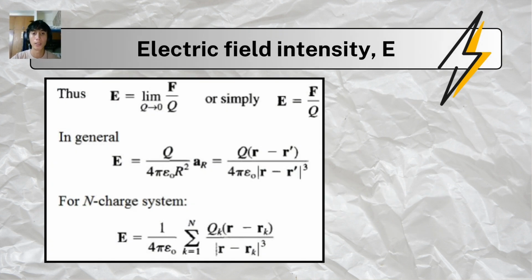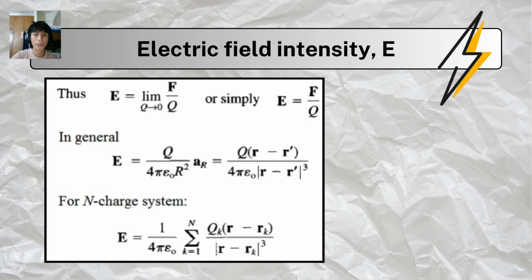Electric field intensity. Thus, the electric field E is defined as the limit of the force F divided by a test charge, which is Q, as the test charge approaches 0. Or you can say E is equal to F over Q. In general, for a point charge Q creating an electric field at a point, the electric field E is equal to Q divided by 4 pi epsilon naught R squared, multiplied by the unit vector a sub R.